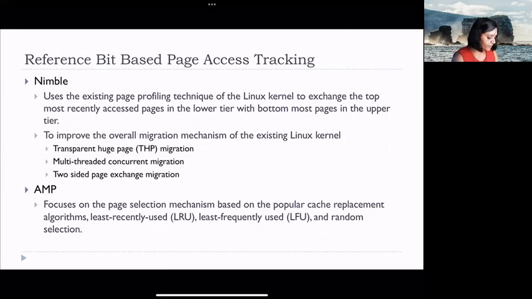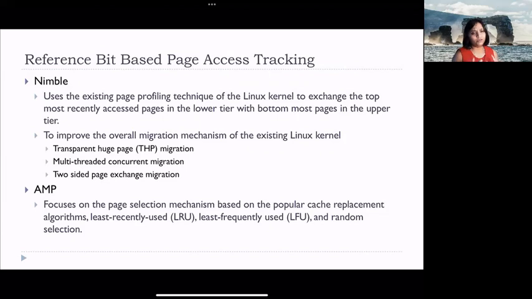So in Nimble, it uses the existing page profiling technique of Linux kernel to exchange the top most recently accessed page in the lower tier with the bottom most pages in the upper tier. So what we are doing is basically finding important stuff from the lower tier and exchanging that with the least important stuff in the upper tier. That's a very basic but successful idea proposed in that work.